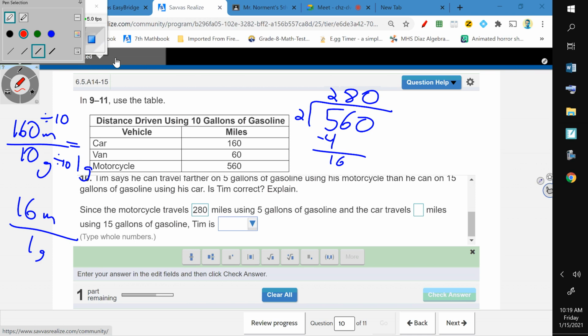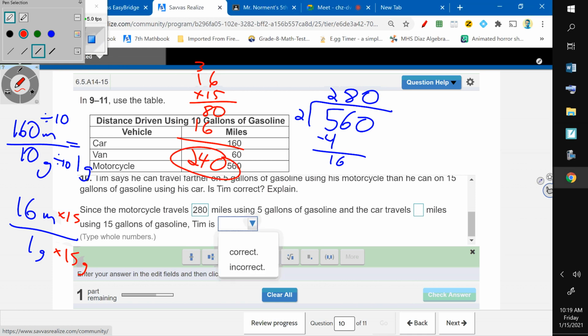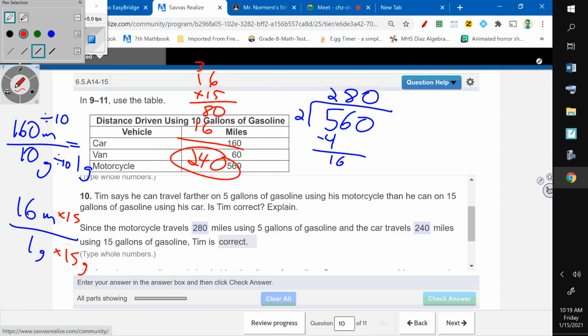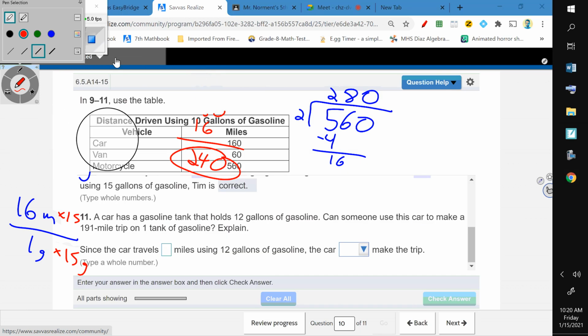Now, if I want to travel using 15 gallons, just multiply this times 15 gallons. Multiply this times 15 gallons. And 16 times 15 is 240. So, Tim is correct. He can travel farther on a motorcycle using 5 gallons than a car using 15. Wait, what was the second answer you said? I don't know. 240, I think.